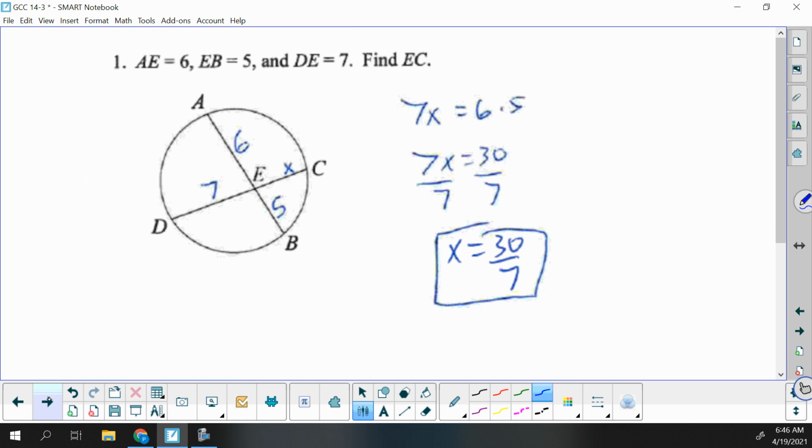Moving over to the homework, we're doing a similar idea on this question, just a little simpler. The 6 times 5 should equal 7 times x. 7x equals 30, divide the 7 over. That does not come out nice as a decimal, so leave it as a fraction.